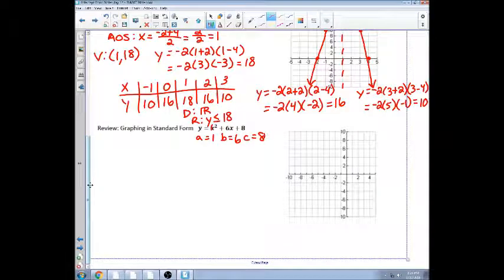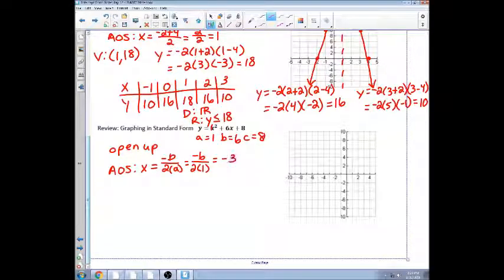Then I need to determine whether it opens up or down. Well, my A value will tell me that. Since my A value is positive, this should open up. The next step after that is to find my axis of symmetry, which would be X is equal to the opposite of B over 2 times A. Well, the opposite of B would be negative 6. 2 times 1, because my A value is 1. So negative 6 divided by 2 would be negative 3. So for my vertex, my X would be negative 3.